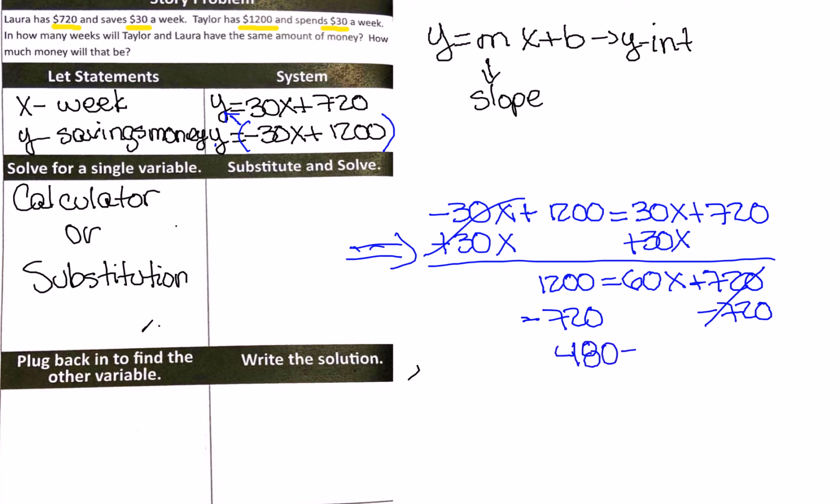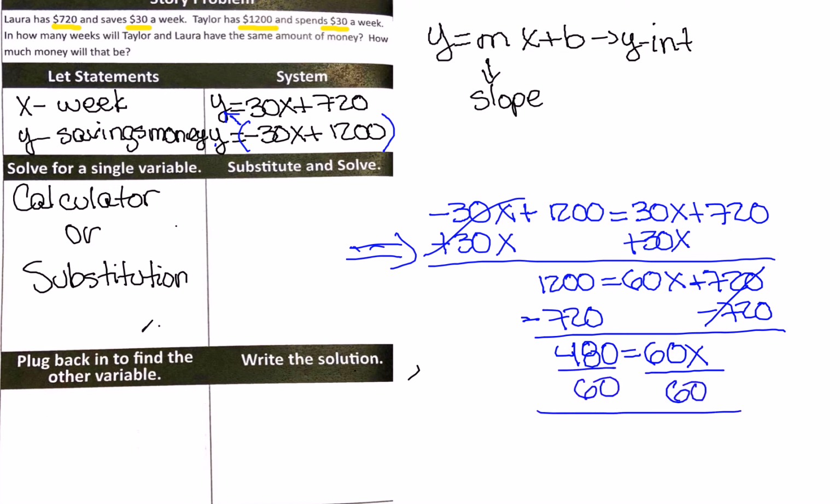So 480 is going to be equal to 60x. Now my last step is multiply or divide, and I will multiply or divide the number that is next to x. So if they're next to each other, 60 is multiplying x, so I will do the opposite, which is divide by 60 on both sides. So those two simplify, and 480 divided by 60 is 8. So x is equal to 8.